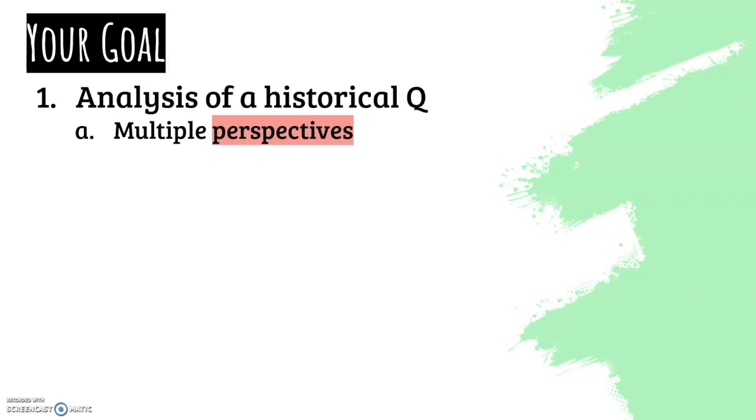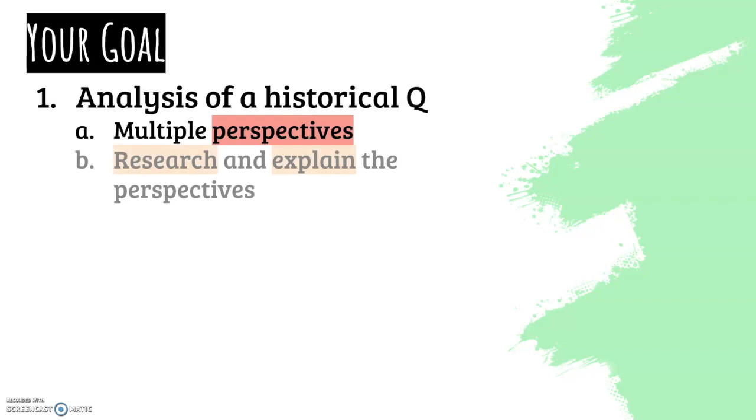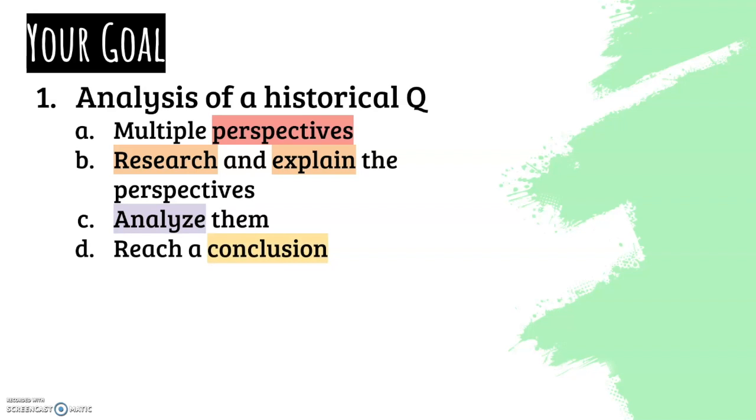You have to have multiple perspectives. There have to be different viewpoints on what is the most significant, or what was the cause, or different interpretations of the impacts or consequences, or who played the greatest role, what played the greatest role. Then you have to research those perspectives and be able to articulate and paraphrase and explain those back. You have to analyze them, really break them down, and then reach a conclusion. What is, based on research, the best answer to your question?